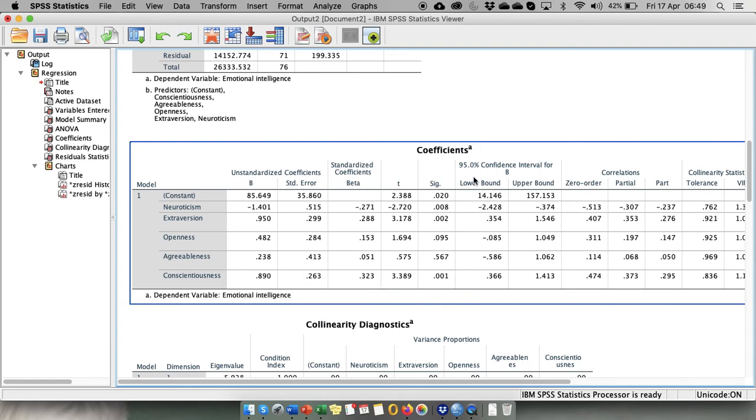The next values we ask for are confidence intervals. They're commonly reported along with standardized beta coefficients. If the lower bound and the upper bound do not have zero between them, the result is significant. So we have no zero between these two values. We have no zero between these two values. We have a zero between these two because one is negative, another one is positive. We have a zero between these two because one is negative, another one is positive. And we have no zero between these two values.